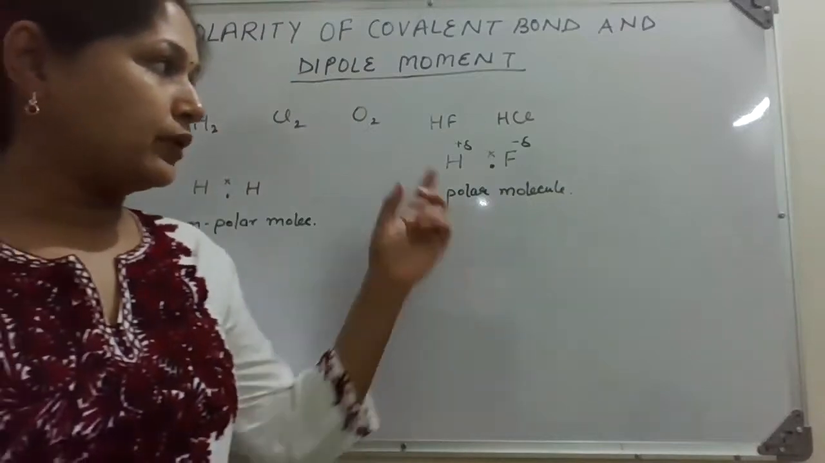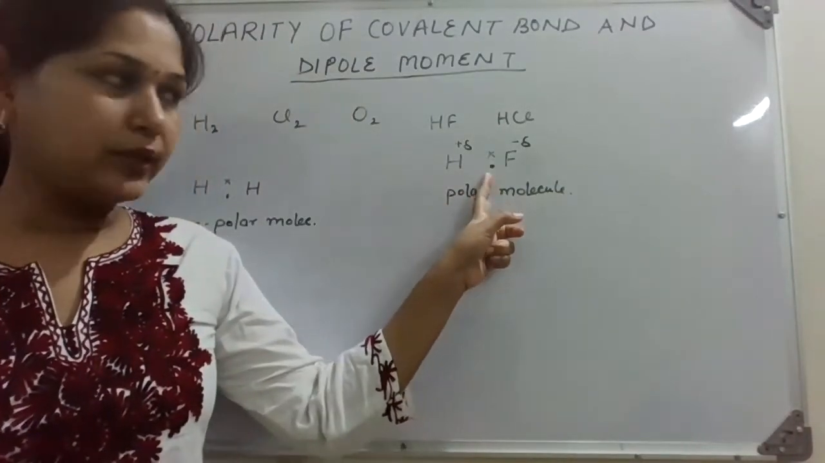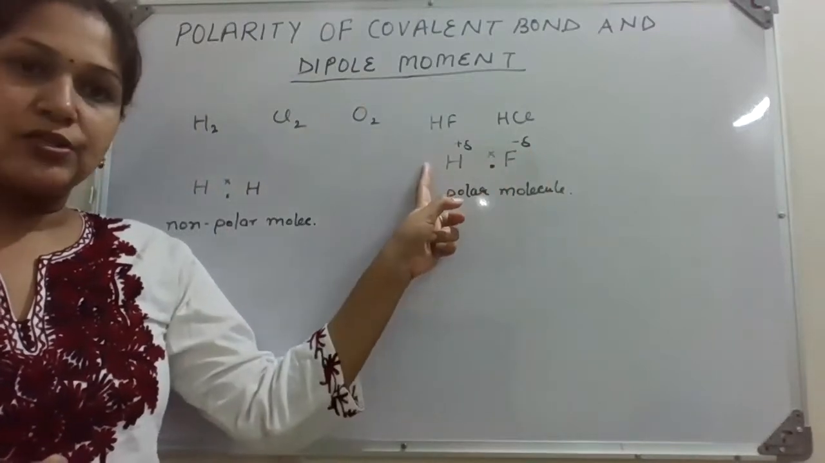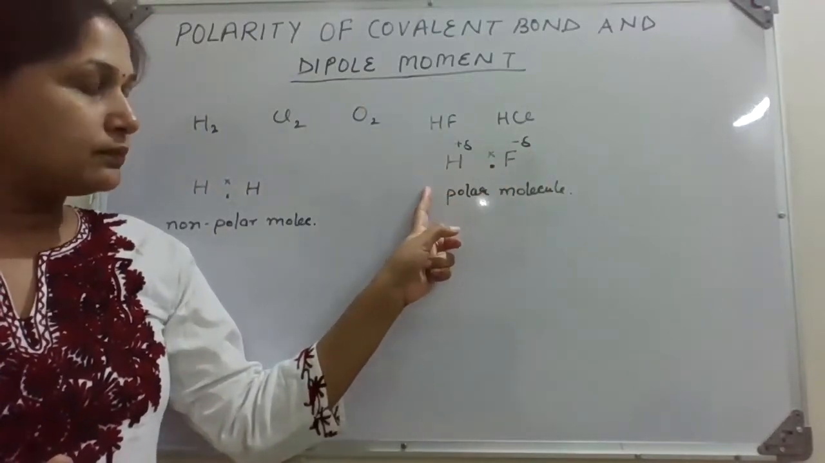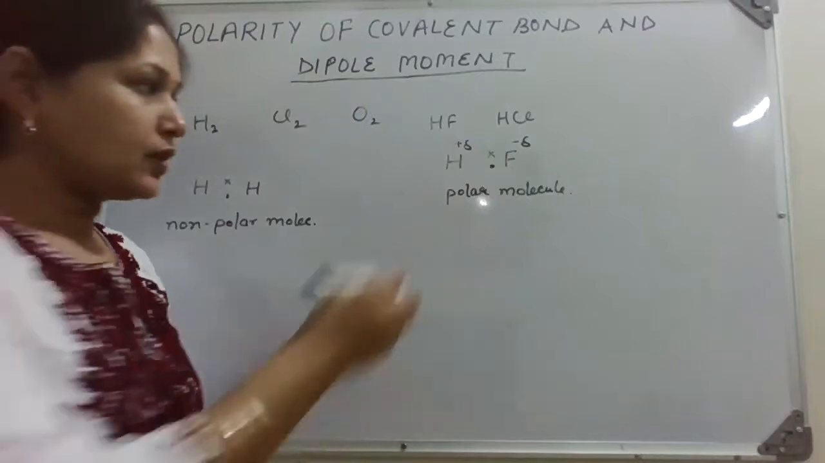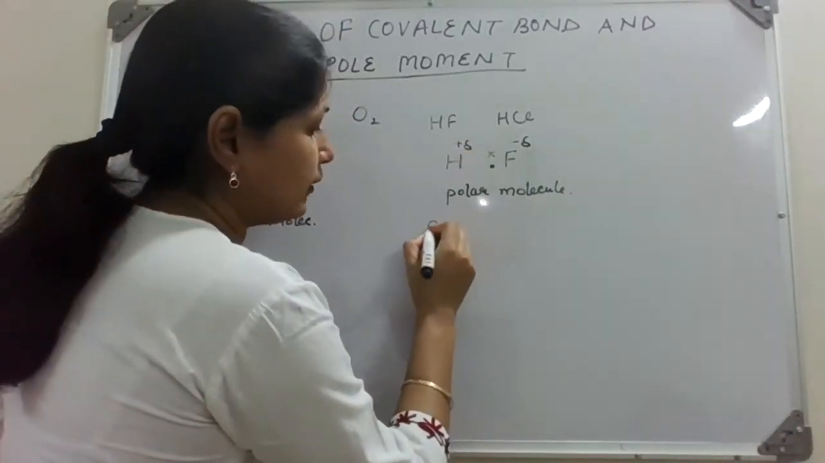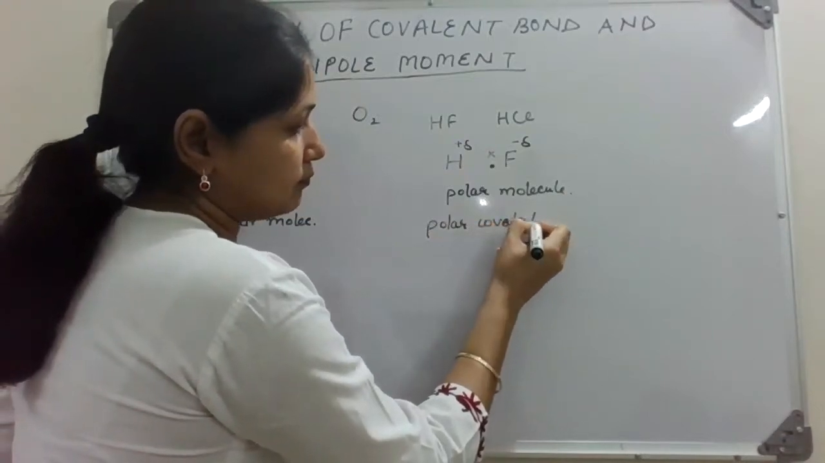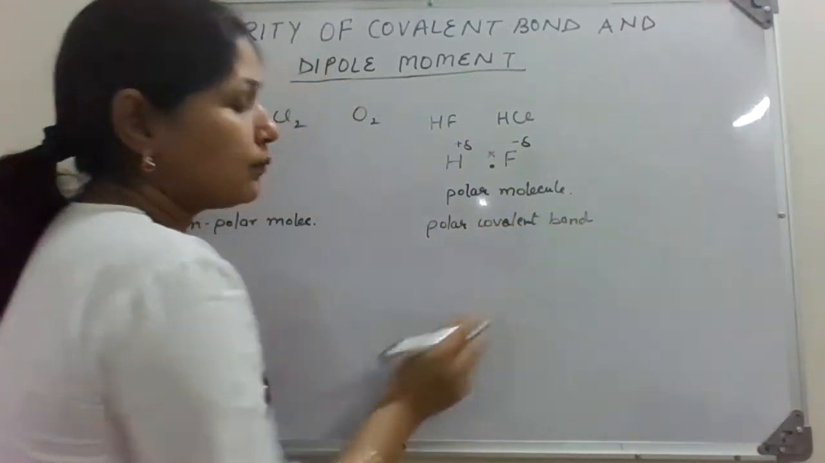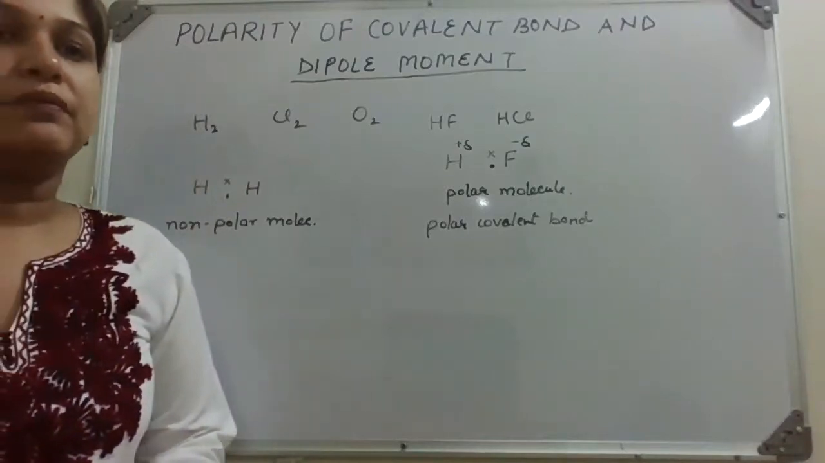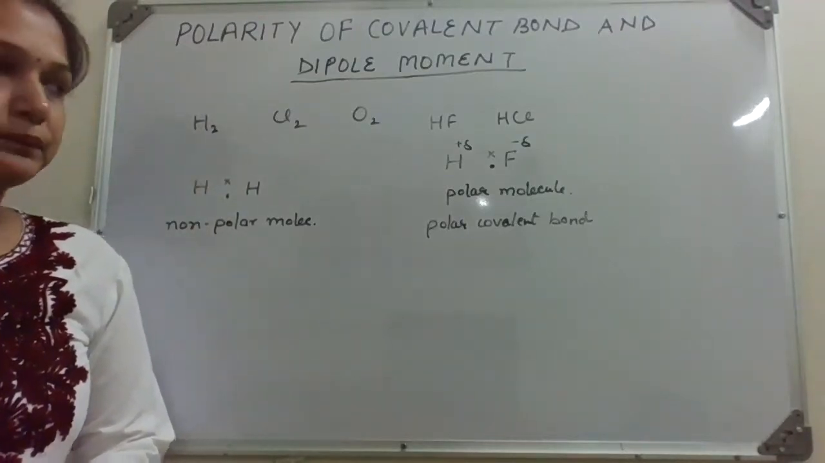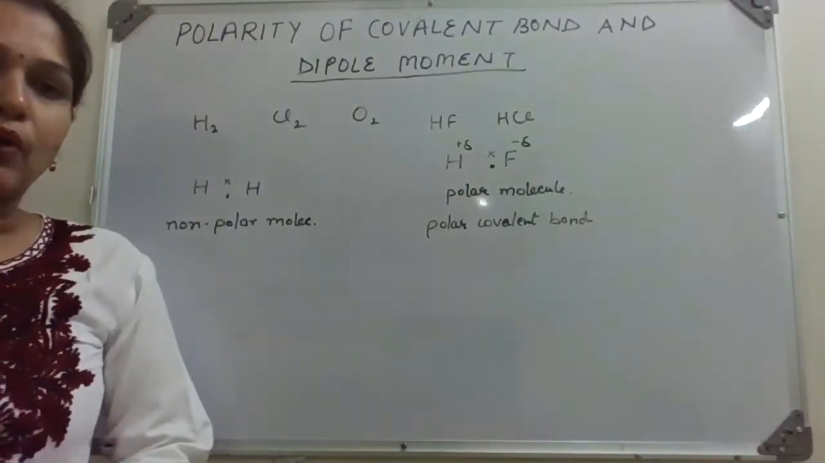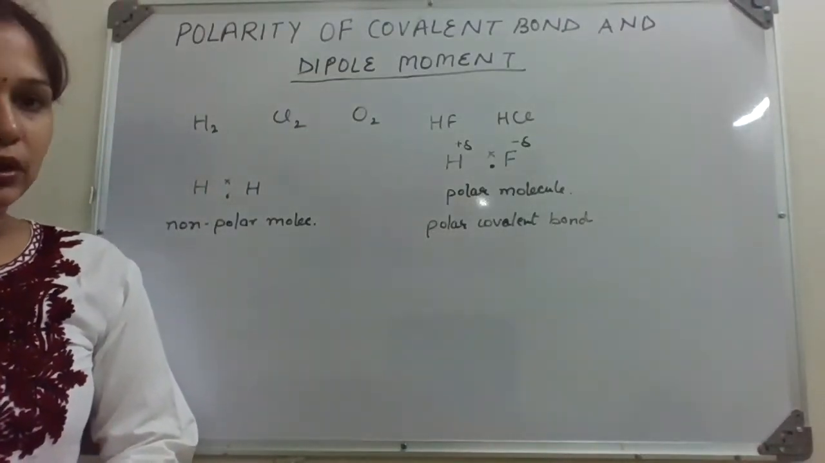Such a covalent bond in which electrons are shared unequally, due to which the constituent atoms get partial negative and positive charges, is called a polar covalent bond. Polar covalent bond is intermediate between ionic bond and covalent bond. This polarity, or we can say polar bond, is a measure of the ionic character of the molecule.